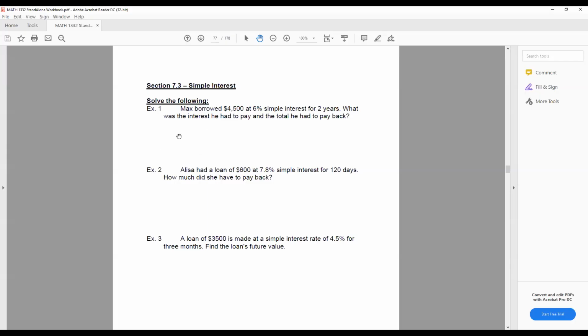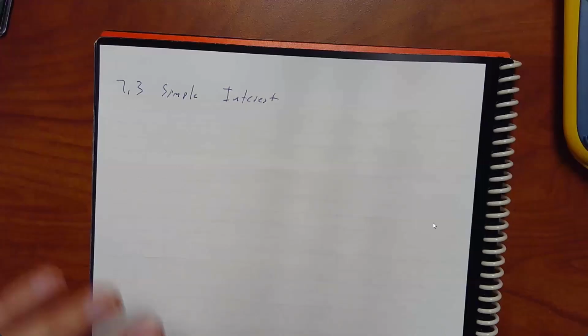The simple interest, you're just going to need a formula for this. Not too bad. 7.3 simple interest. Before we start, let me give you all the formulas.